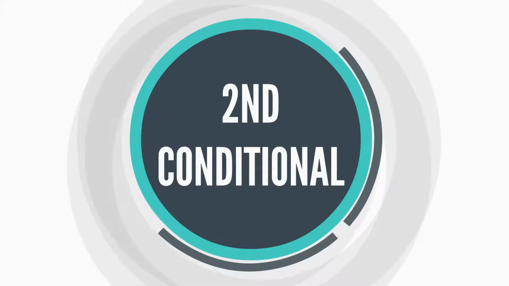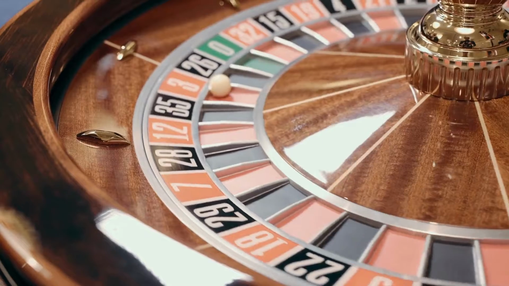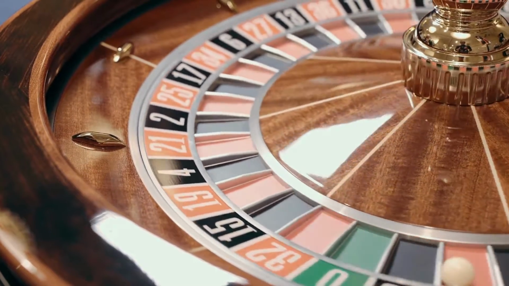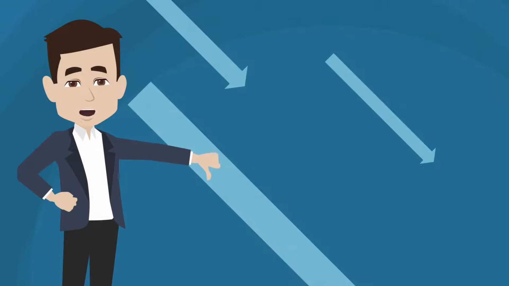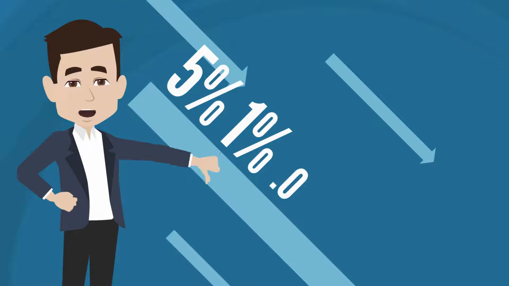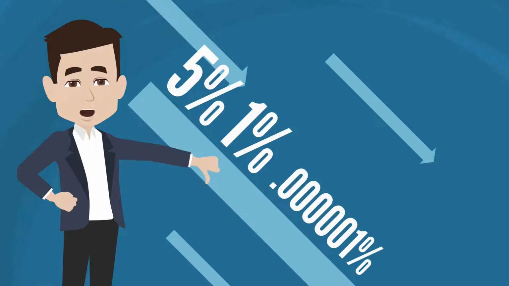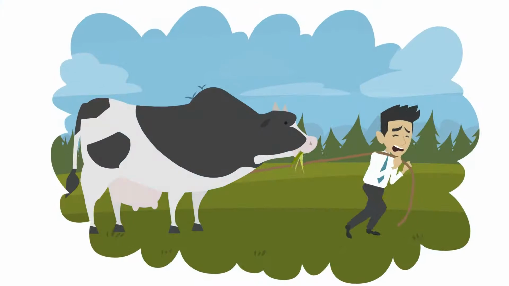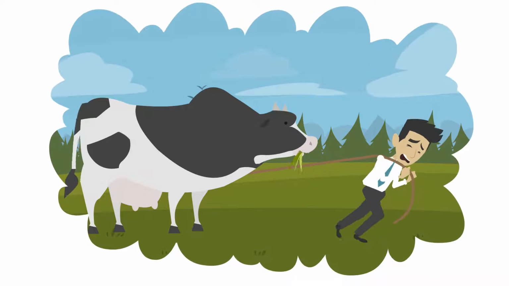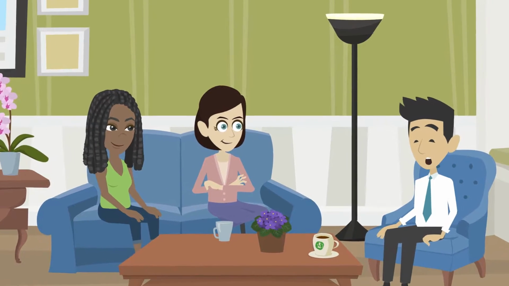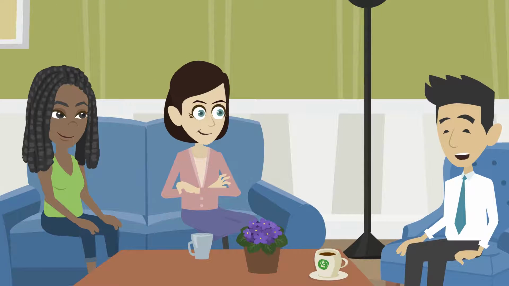Second conditional. The second conditional is used to describe hypothetical situations in the present or future. In other words, it might have a 5%, 1%, or even 0.000001% chance of happening. However, it doesn't have a 0% chance of happening. It might not be very likely, but it is not impossible. Very often, we use this conditional when talking with friends about our dreams for the future.